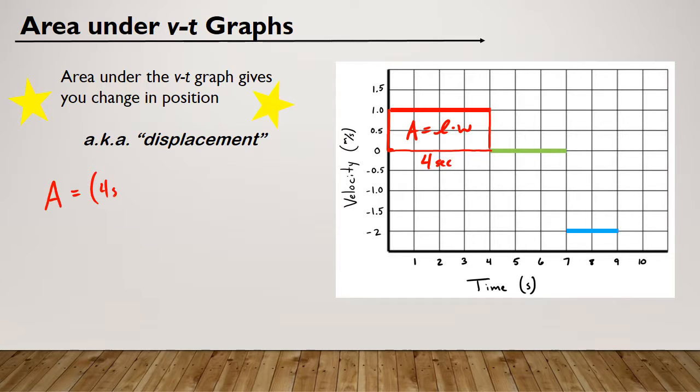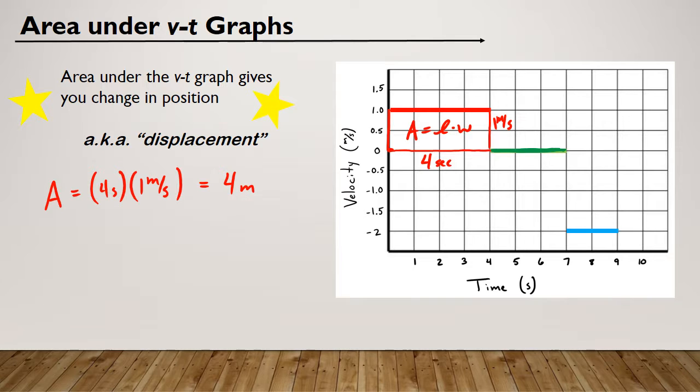So 4 seconds. And its width is 1 meter per second. That's how tall it is. 1 meter per second. So the area is 4 meters. Now for this green line right here, makes sense. I can't find the area under that because it's on the 0 already, which kind of makes sense because if it's a velocity of 0 meters per second, she's not going anywhere. So she hasn't changed her position at all.